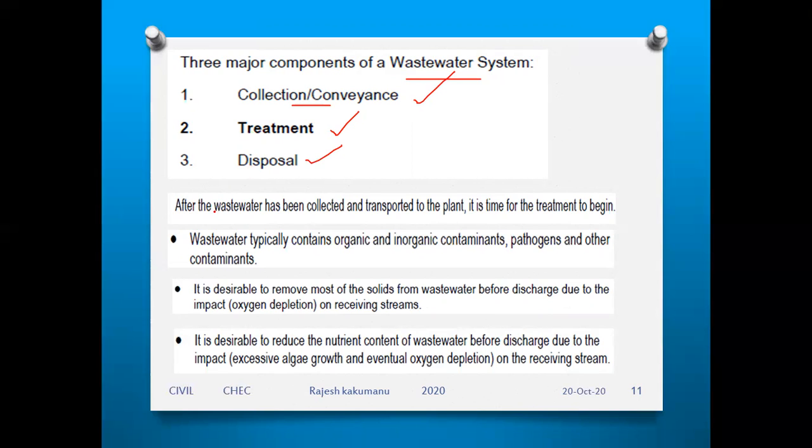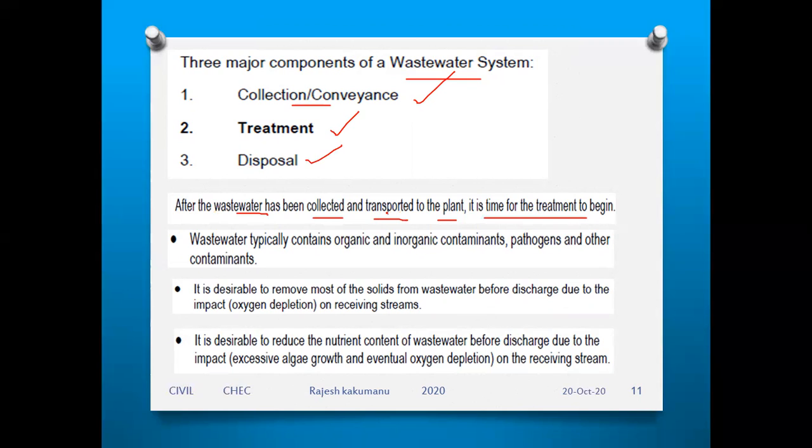After the wastewater has been collected and transported to the plant, it is time for treatment to begin. Once the water is collected from various channels, what are the three various channels? Storm water, industrial water, domestic water.